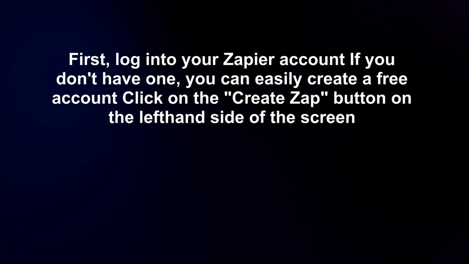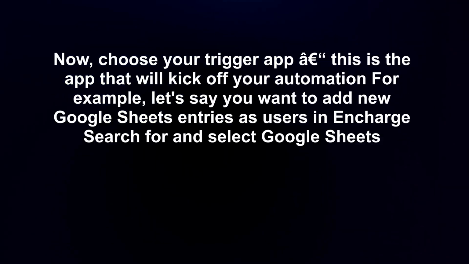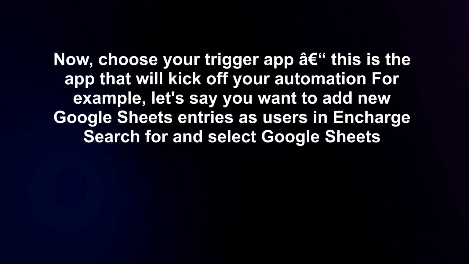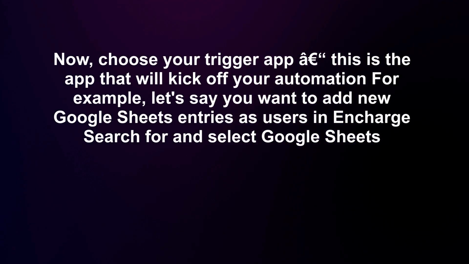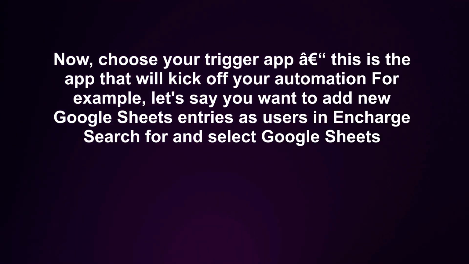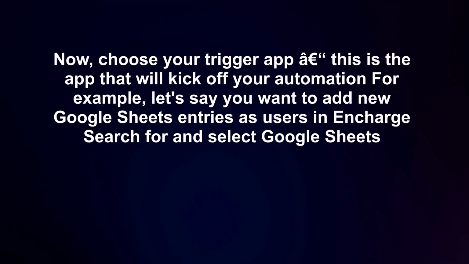Click on the Create Zap button on the left-hand side of the screen. Now choose your trigger app. This is the app that will kick off your automation. For example, let's say you want to add new Google Sheets entries as users in Encharge. Search for and select Google Sheets.